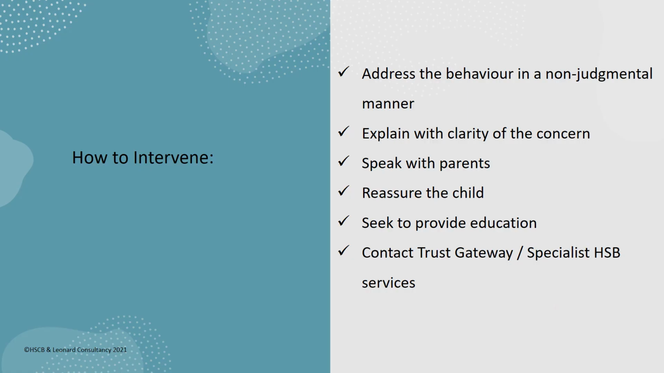And in terms of intervening, to just recap, it's the importance of addressing that behaviour in a non-judgmental manner. Remember, we have a role to educate, particularly at that green level, and explain with clarity what you're worried about. Obviously, if you're not the parents, speak with the parents. And that's also about understanding: is the parental response something that reassures you? Is the parental response of concern? Is it something you're genuinely worried about, and that in itself would come into a red?